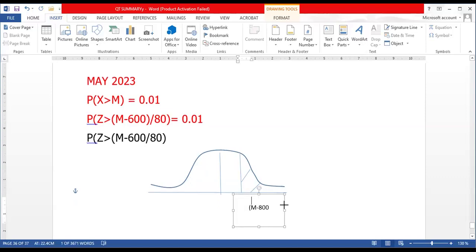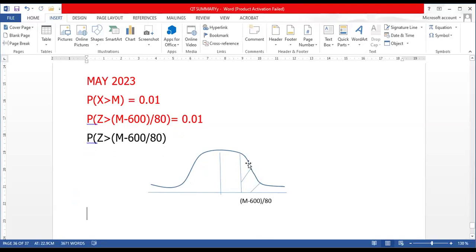Try to reason, guys. m minus 600, then divide by 80. That is mean over 80, because I don't have the z value direct. But I shade this side. Do you know the reason why we are shading this side? Because we are looking for probability of z greater. So we are interested in this side.